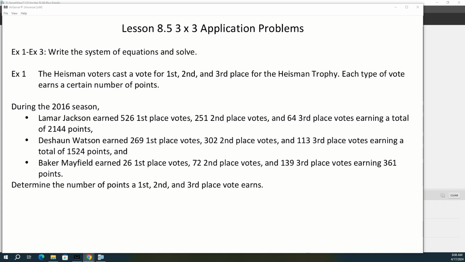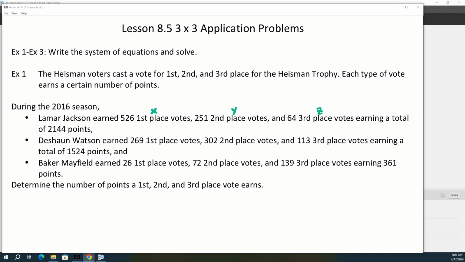Example 1 says that Heisman voters cast a vote for who they think is first place, second place, and third place for the Heisman Trophy. Each type of vote earns a certain number of points. During the 2016 season, Lamar Jackson earned 526 first place votes, so we'll let the first place points be X, 251 second place votes, so we'll let those points be Y, and 64 third place votes, and we'll let those points be Z.